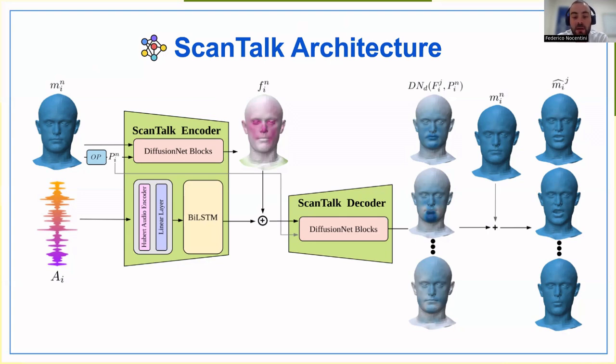The decoder is composed of a mirrored version of the DiffusionNet blocks that are used in the encoder. The ScanTalk decoder outputs the per-vertex displacement with respect to the neutral configuration, the neutral face. Then we sum the neutral face, and in this way we obtain the sequence of animated 3D talking heads.